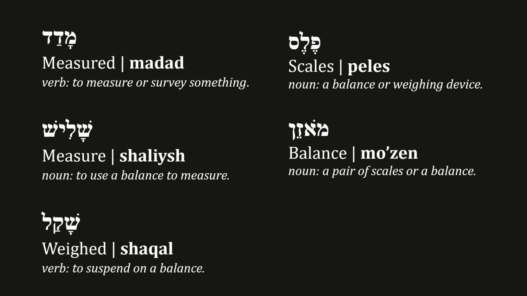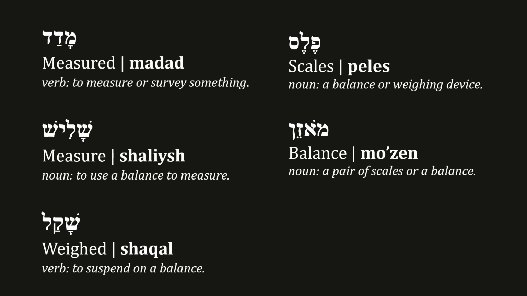And even in labs, we still do this kind of thing today. If you don't have a digital balance, you still use the old-fashioned type, putting grams on one side. You have the exact same word for using a balance to measure something being used here to describe the earth. Then it uses the word scales, peles. That's a noun also, a noun for actually doing a balancing or a weighing.